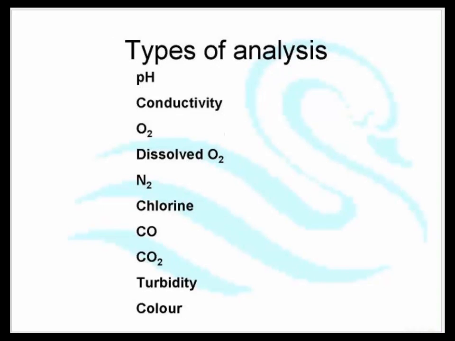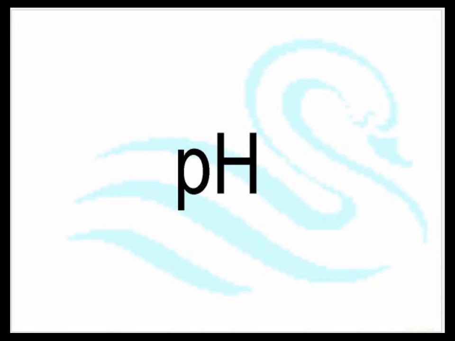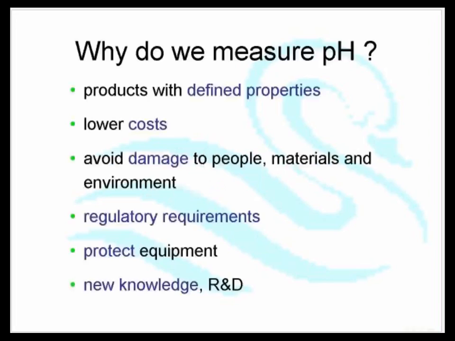O2, okay. Right, the first one we'll look at is the pH sensor. Now, why do we measure pH? We measure pH because it's one of the things that is important to us. Basically, getting pH correct means that we have the material correct. The equipment is protected. But mostly the reason we measure pH is because we have to, because it's legislated.